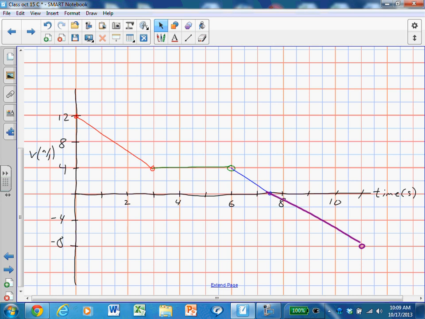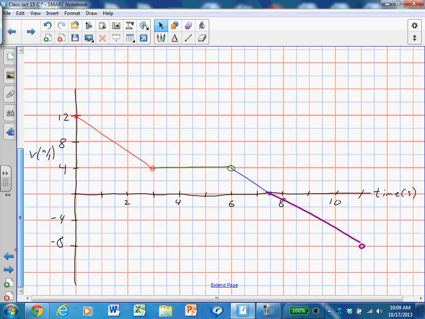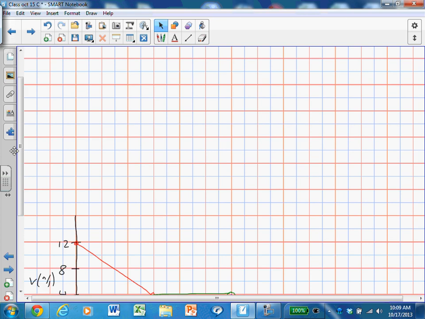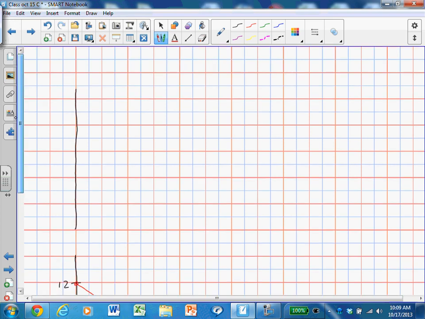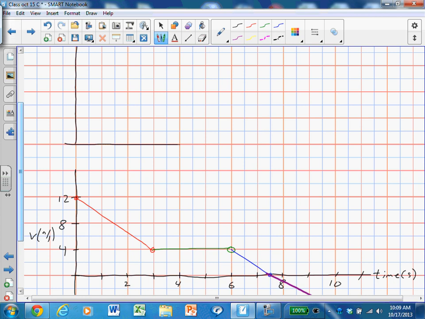So to go up to position versus time, okay? How do I go up to position? We'll have the same time scale, okay? So we still have 2 seconds here. What am I going to do to go up? I'm going to find the area. That's right.